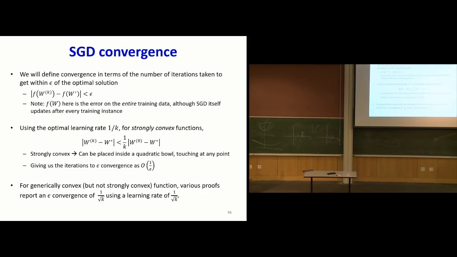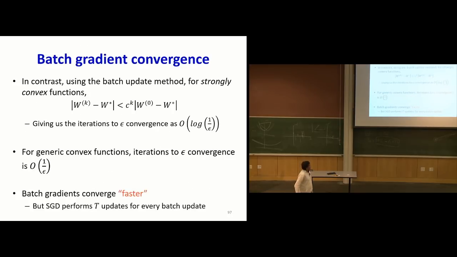If the function is convex but not strongly convex, that actually changes. That convergence rate, instead of going as 1 over k, becomes 1 over square root of k, which means you're getting there much, much slower, right? And so this is not a very great convergence because, as we saw in the last class, when I use batch updates, the convergence is much faster.